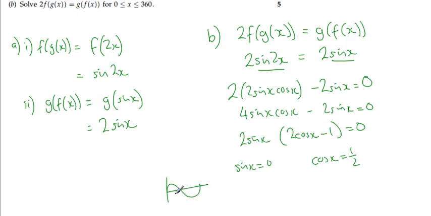Sine x is 0, that's 0, 180 and 360. You can see the range includes 360 because it's equal to. So your 3 solutions from there are 0, 180, 360.